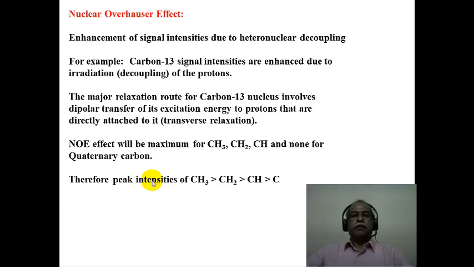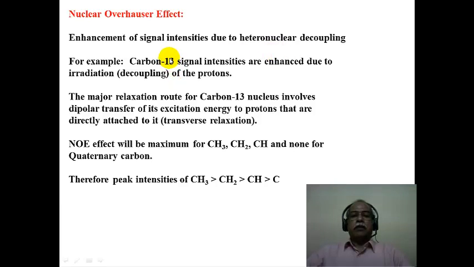Now we will deal with the nuclear Overhauser effect in a much more detailed manner in another module. For the time being, let us just define what is the nuclear Overhauser effect. The enhancement of signal intensity due to heteronuclear decoupling is what is known as the nuclear Overhauser effect.